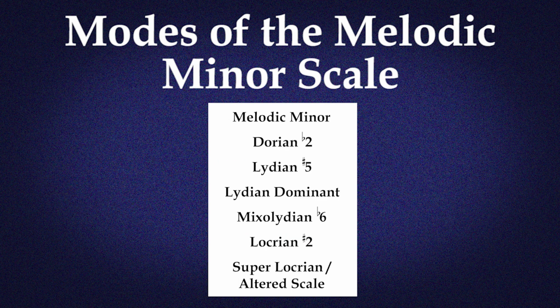Here are all of the modes of the melodic minor scale. Melodic minor, Dorian flat 2, Lydian sharp 5, Lydian dominant, Mixolydian flat 6, Locrian sharp 2, and super Locrian or the altered scale.